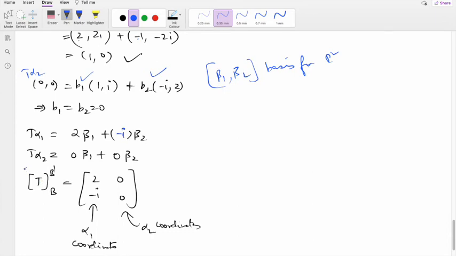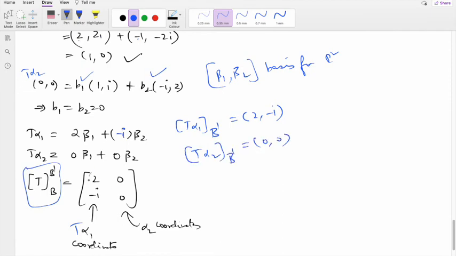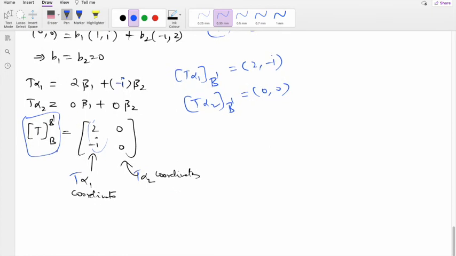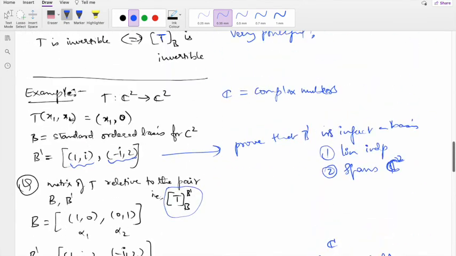So your transformation matrix, that is T B B dash, is just going to have the first column 2, minus i, which is your T alpha 1 coordinates, right? So your T alpha 1 under B dash is basically 2 comma minus i. T alpha 2 under B dash is 0 comma 0. So you will have your coordinates like T alpha 2 coordinates. So this is the way you can represent your transformation matrix under the bases B and B dash.